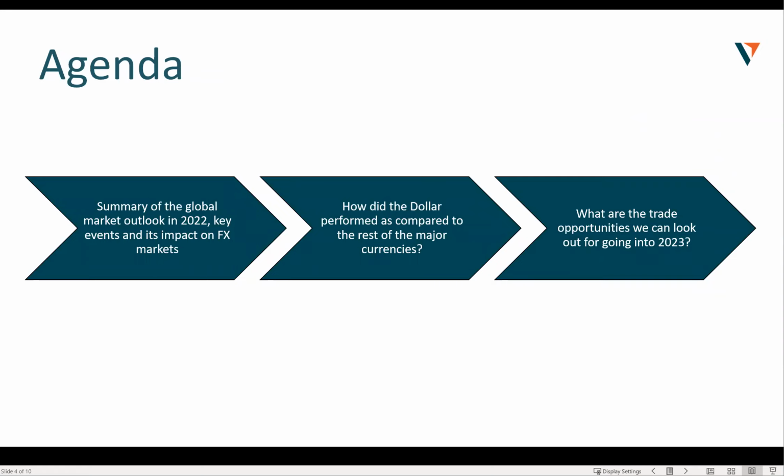So this is the agenda that we will be covering for today. We will first cover the summary of the global market outlook in 2022, the key themes, as well as the impact on the FX markets. We will move on to take a look at the dollar, and how it has performed as compared to its G7 peers. And then finally, the trade opportunities in the FX market that we can look out for going into 2023. We will also be hopping on to the charts to take a look at the technicals.